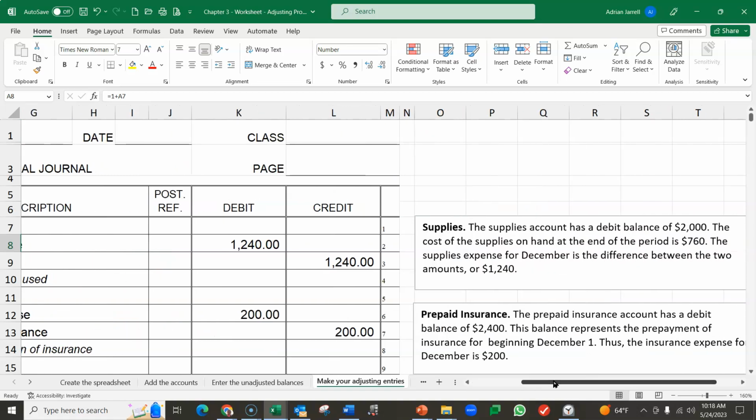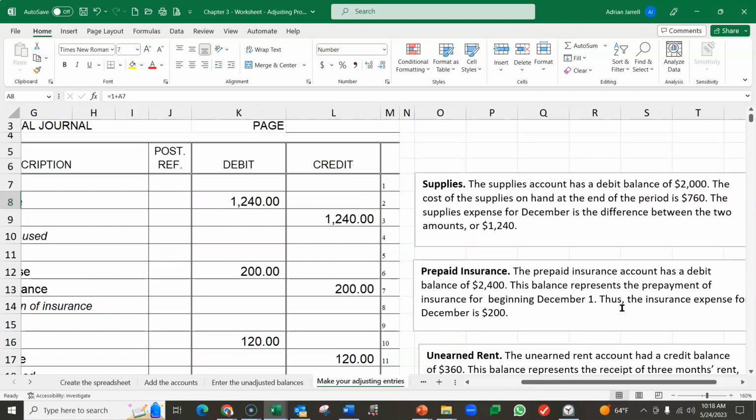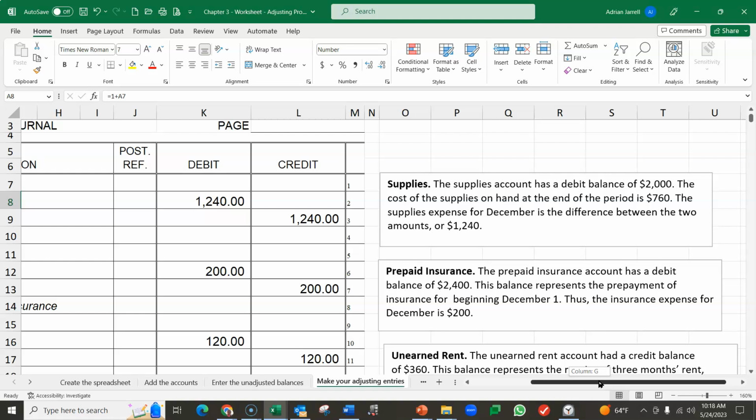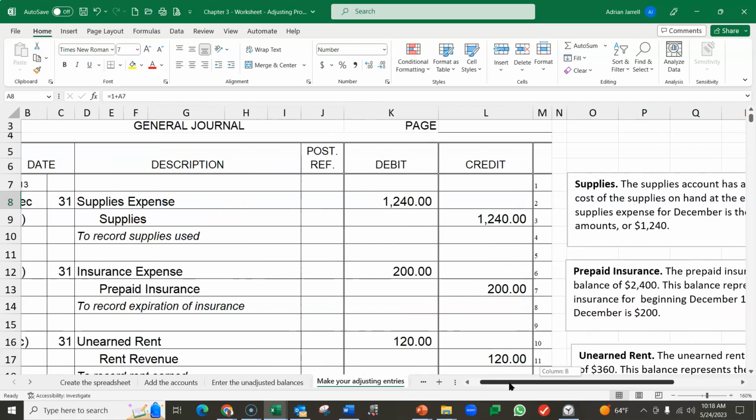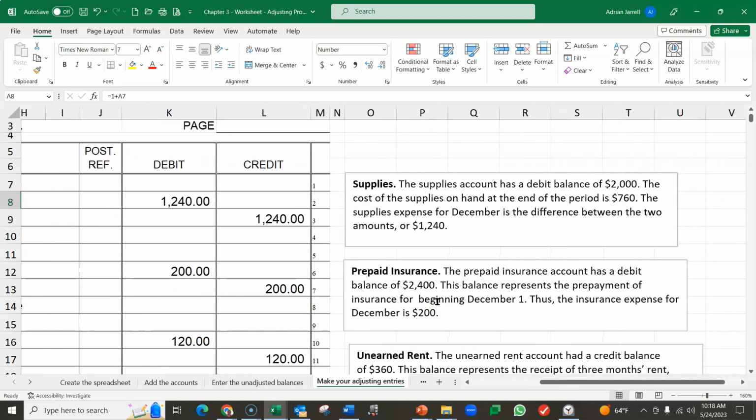The next one, prepaid insurance, has a debit balance of $2,400. It represents the prepayment of insurance beginning December the 1st. And it says the insurance expense for December is $200. So this must be an annual payment. It gives us the amount of the adjustment. So we're just going to debit insurance expense, credit prepaid insurance for $200. They actually gave us the number.